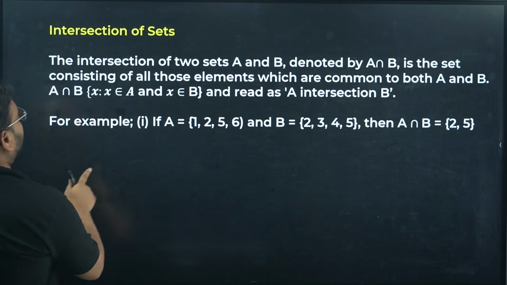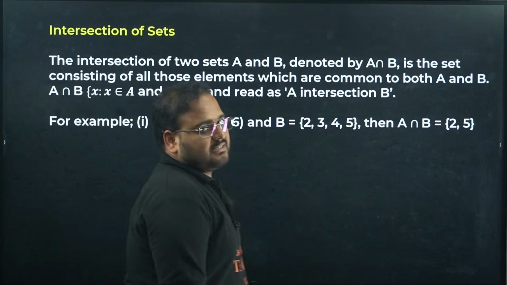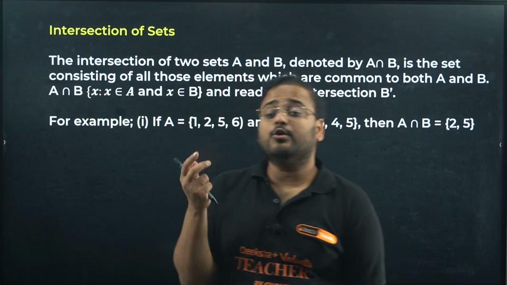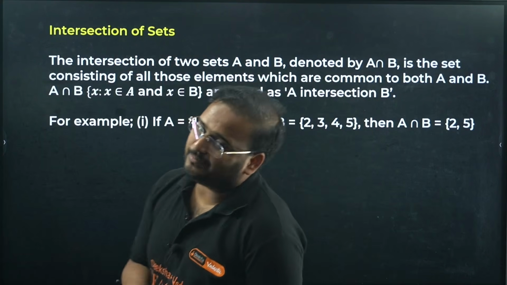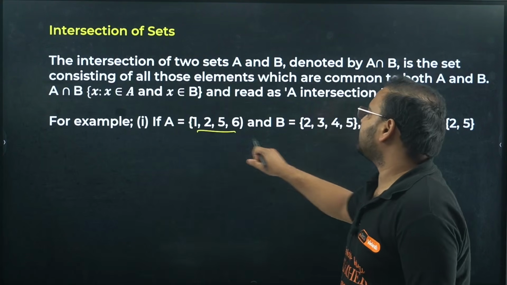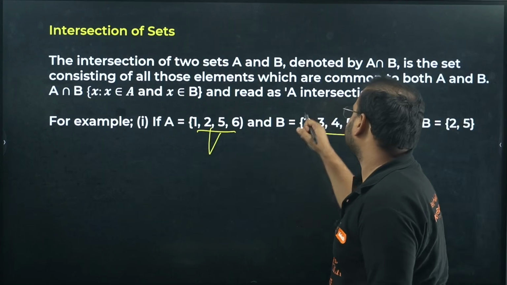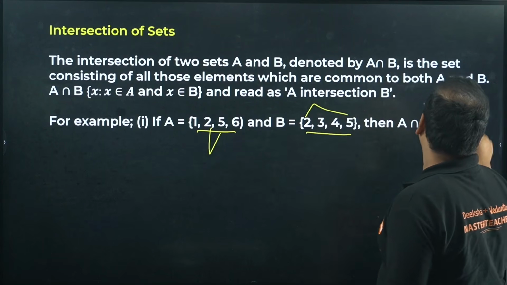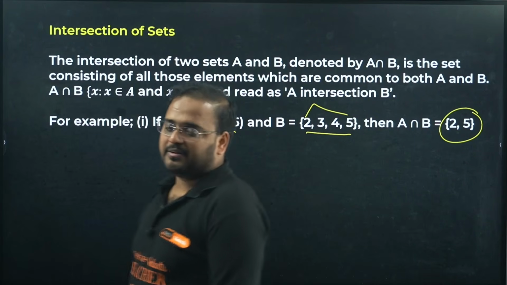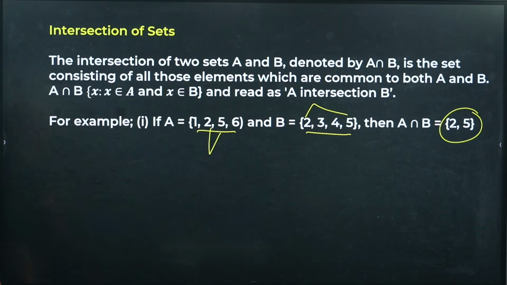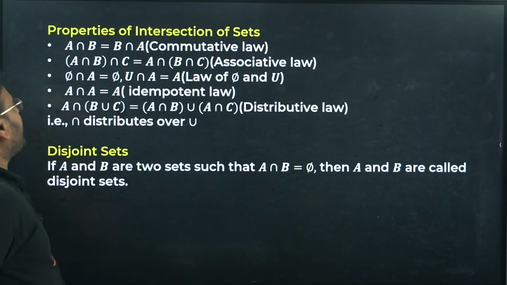Okay, moving on. Intersection of two sets. What is the meaning of intersection of two sets? It means when you look for the common elements. Okay, 1, 2, 5, 6 and 2, 3, 4, 5. The common elements are 2 and 5. Please have a look. Right? Okay, that's it.